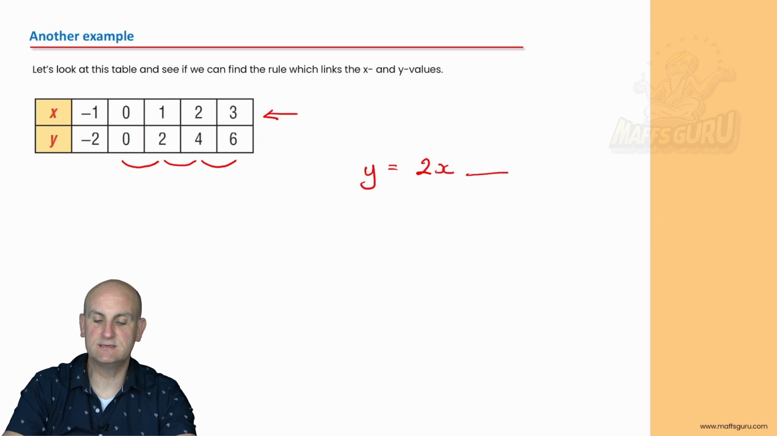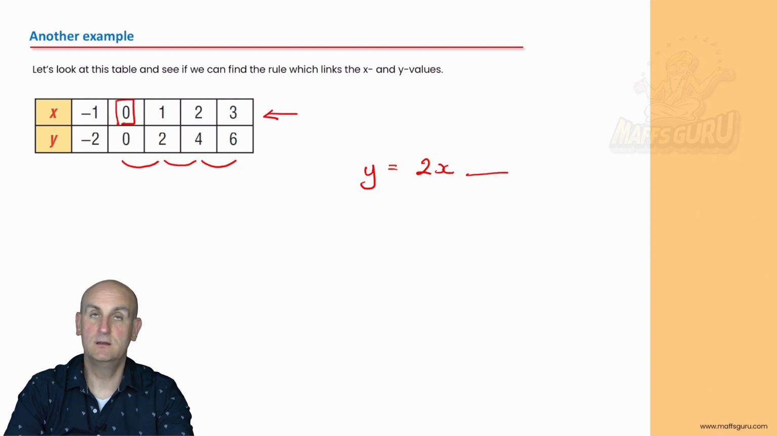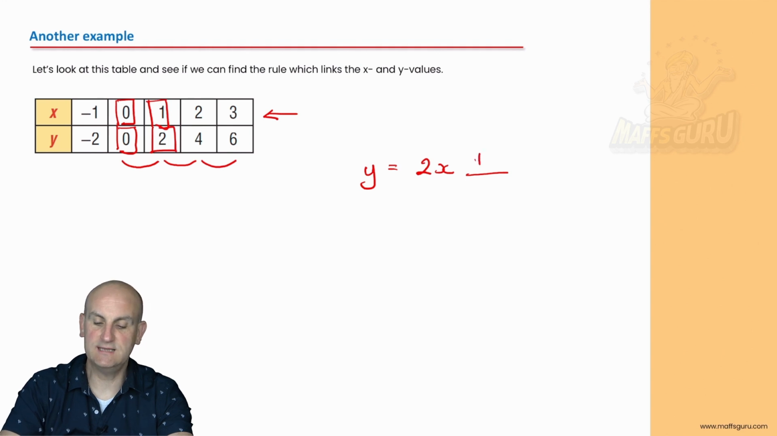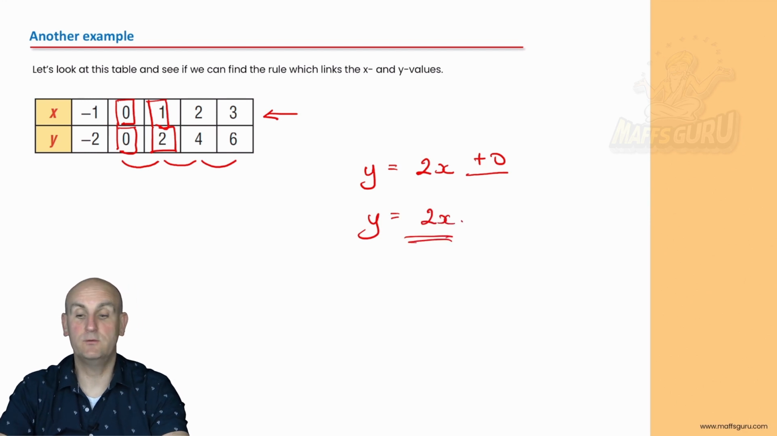We've got to find this missing number here. So I'm going to take my x value. Let's take my x value here of 0. I'm going to double it. Is 0. Have I got 0? We have. But you have to test more than one value. I've got an x value of 1. So 2x would be 2. Is that what I need? It is. So in which case, that's actually plus 0. But we don't write plus 0. So the rule for that one was nice and easy. y equals 2x.